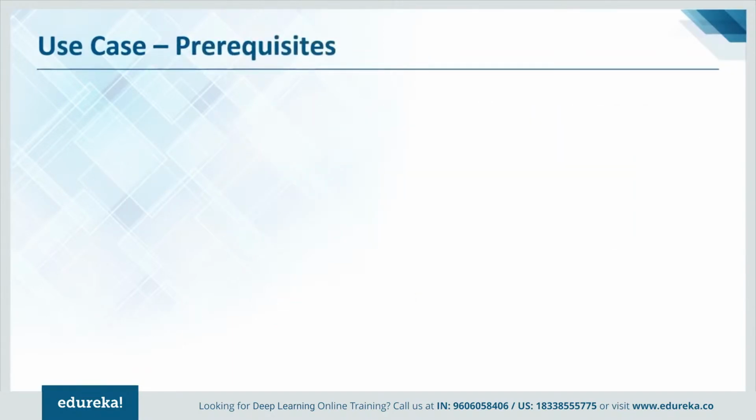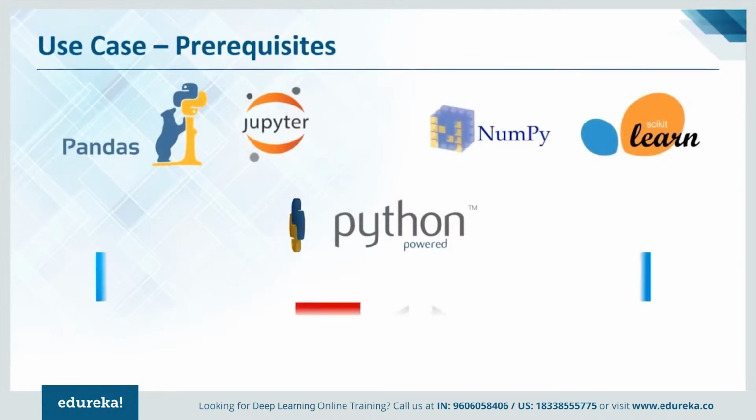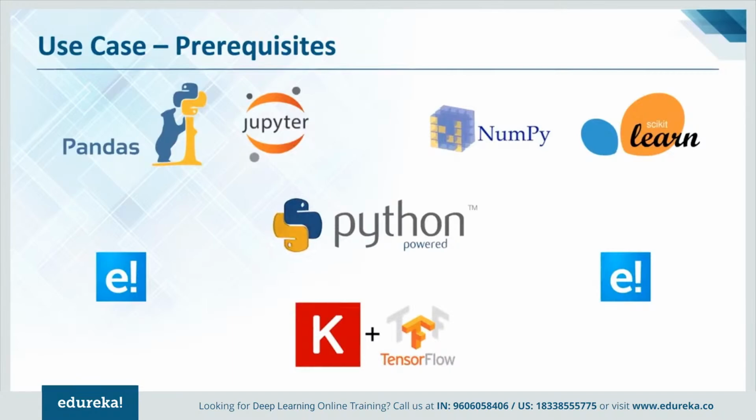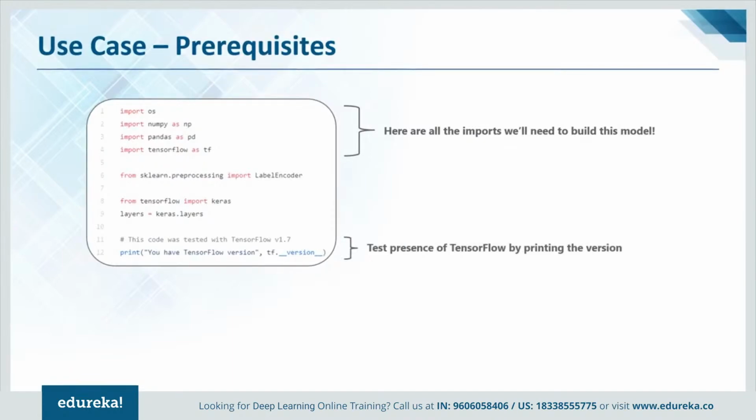So basically we need to check out some of the prerequisites before jumping into the code. Since you're working with Python, we'll require pandas, NumPy, scikit-learn, and Jupyter Notebook. Keras works on top of TensorFlow, so we'll require both Keras and TensorFlow to be installed on the machine. So now that that's done, moving on, let's look at a small piece of code. Here are all the imports that we'll require to build the model. And lastly, we test the presence of TensorFlow by printing the installed version. Without TensorFlow, it wouldn't make any sense.